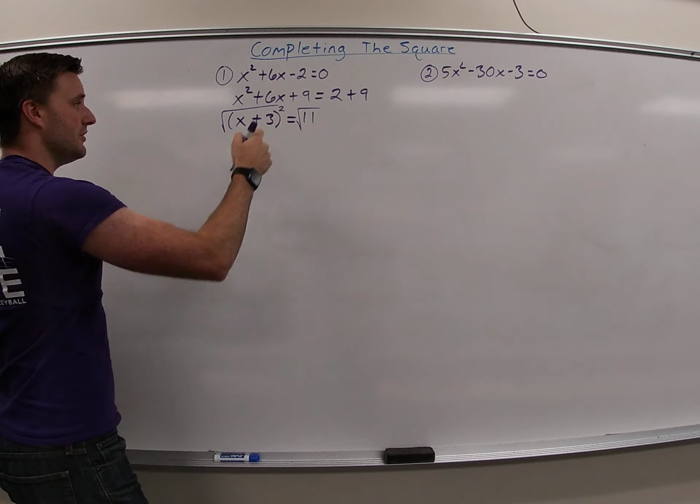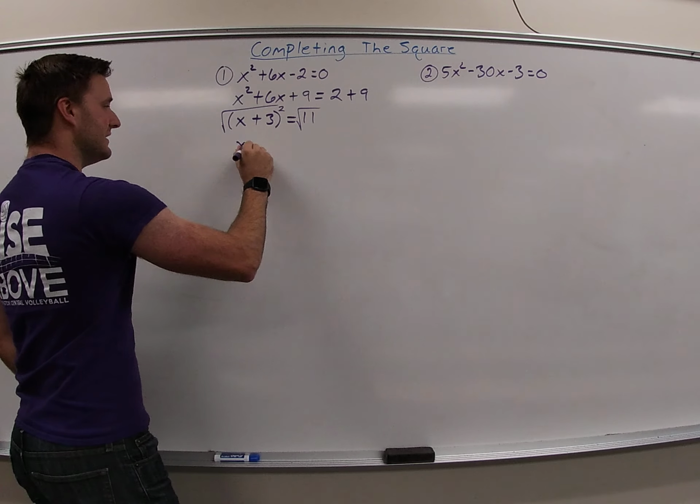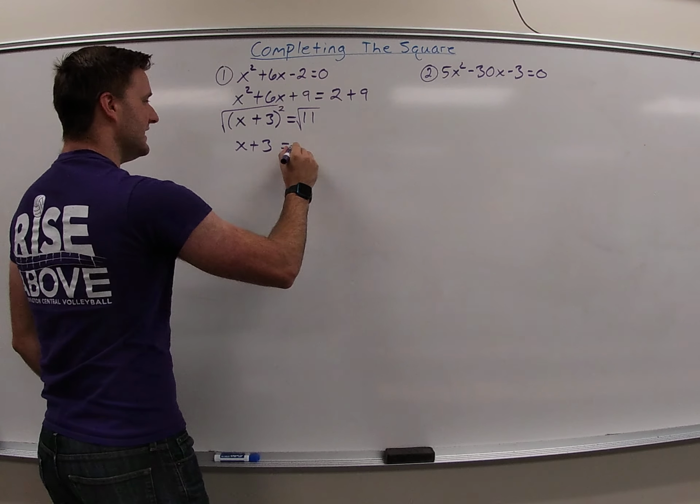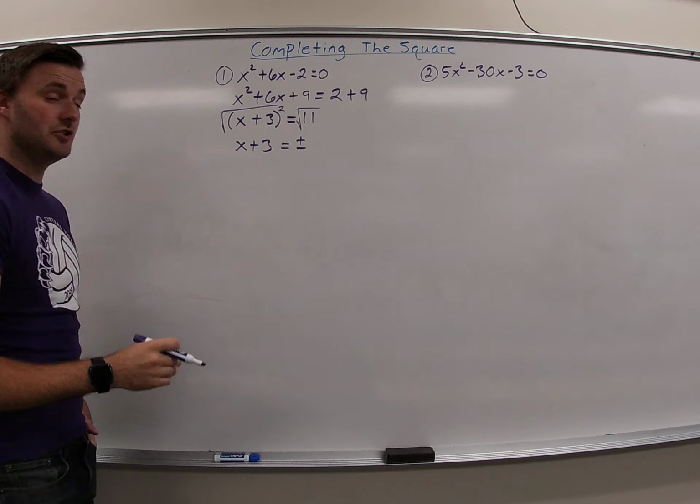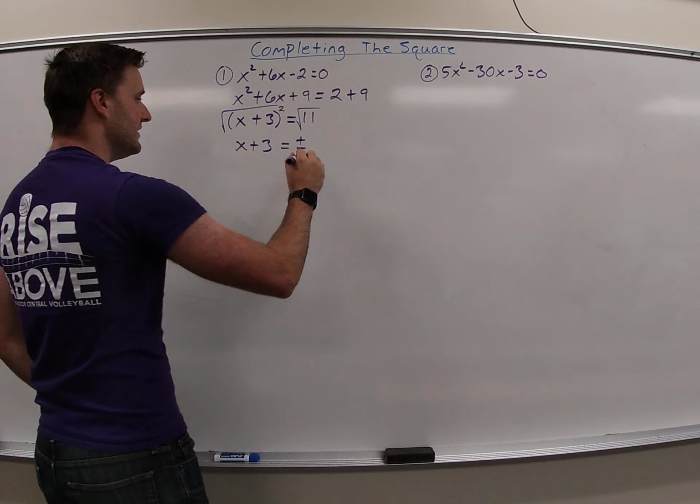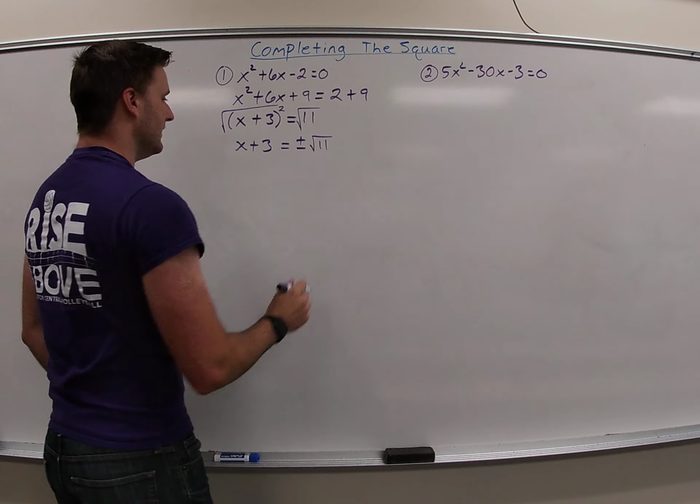The reason we did this, though, is because now we can solve by taking the square roots, which is what we just got done doing. So how do I undo a square? Well, I take the square root. So what I have left is this x plus 3. And this is equal to, if I take the square root, I need to use a plus or minus. And so this is plus or minus the square root of 11.